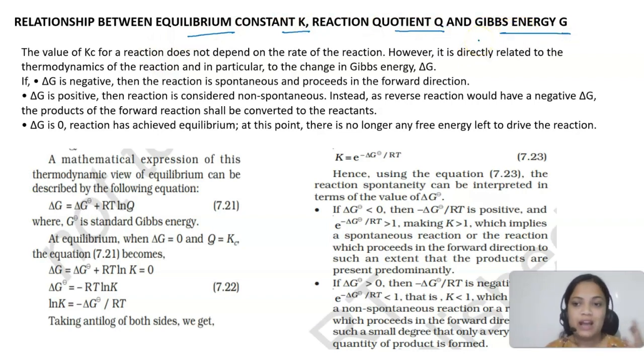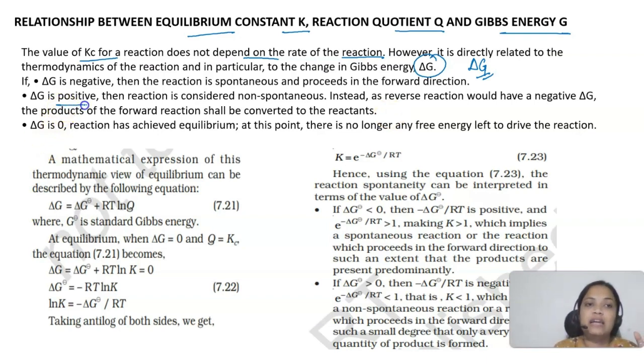So students, we have studied about Gibbs energy in thermodynamics. The value of Kc for a reaction does not depend on the rate of the reaction, but it is directly related to the thermodynamics of the reaction, means it is directly related to delta G, the Gibbs free energy change. We have already studied that if delta G is negative, the reaction is spontaneous, means it will proceed in the forward direction.